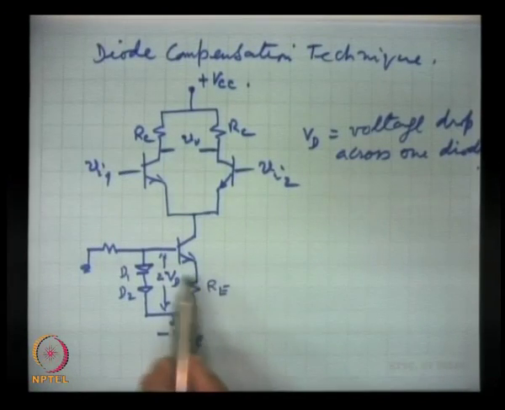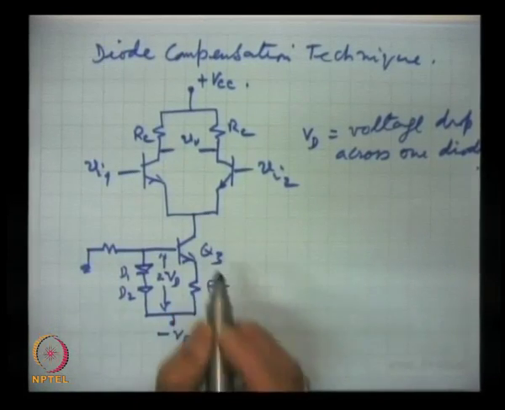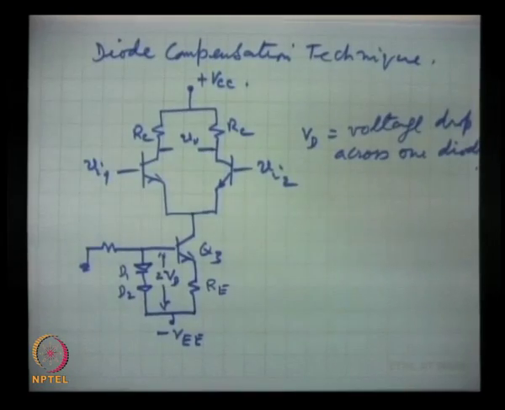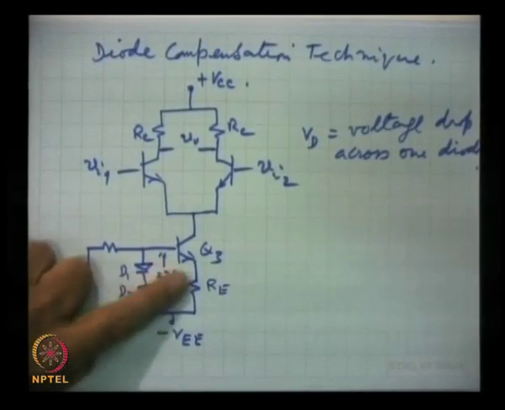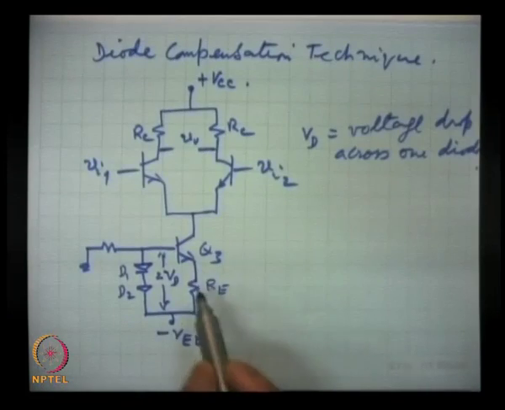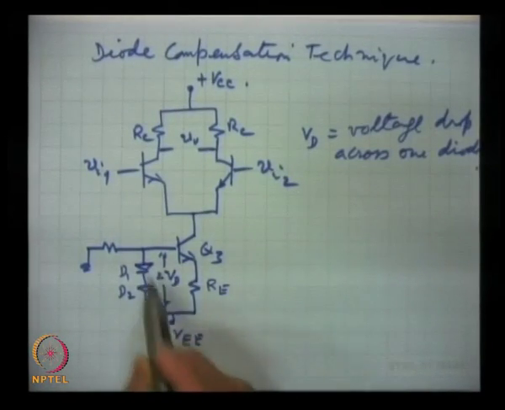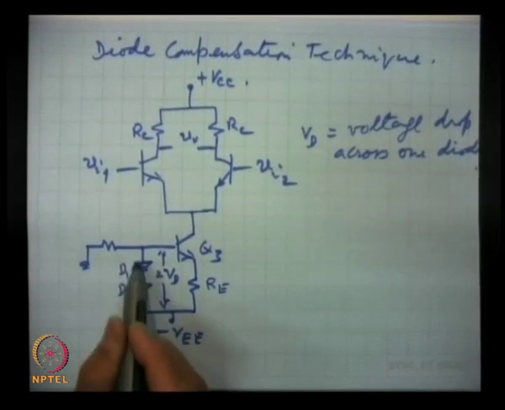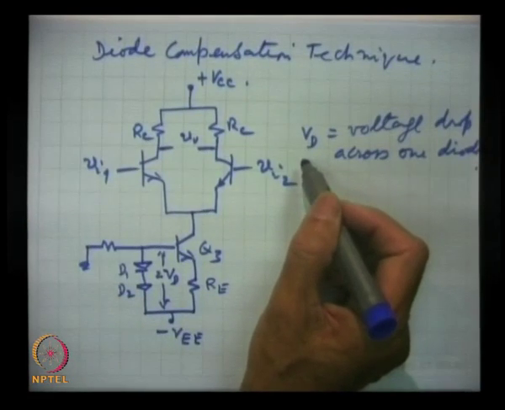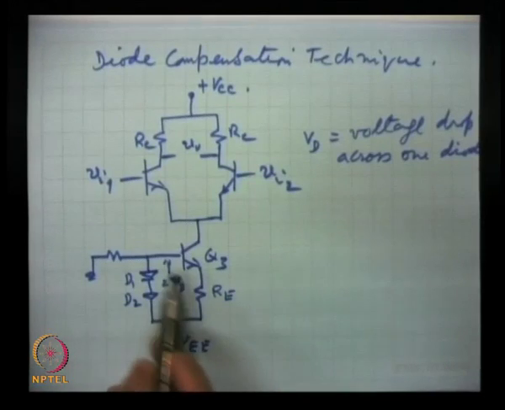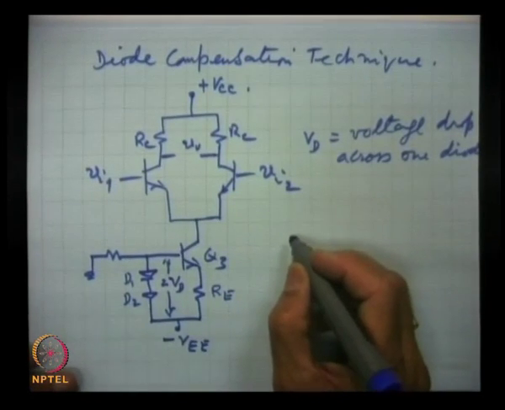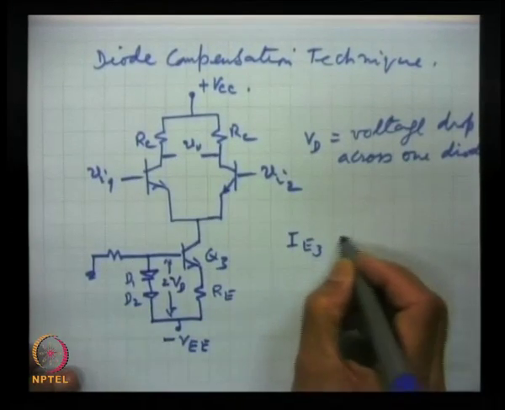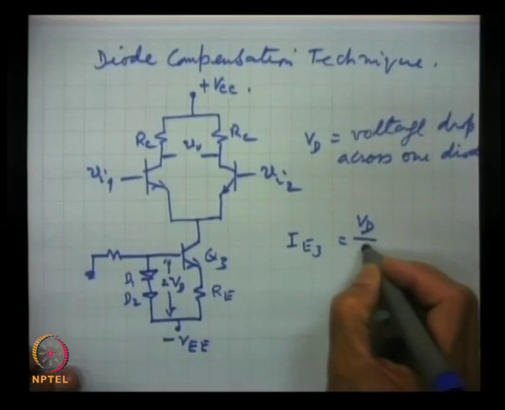An important thing is that the characteristics of the emitter base junction of the transistor Q3 are the same as these diodes. We have chosen not just any diode, but diodes which have identical characteristics to the emitter base junction of the transistor. So, any variation which occurs here will be compensated, because this voltage VD will also be temperature dependent, and will change to compensate the changes. Hence, this circuit can be analyzed to show that IE3 is equal to VD by RE.